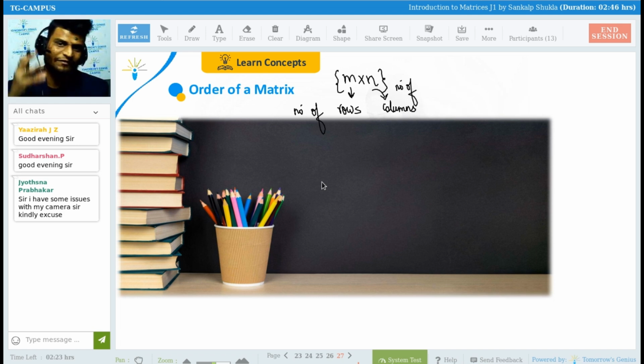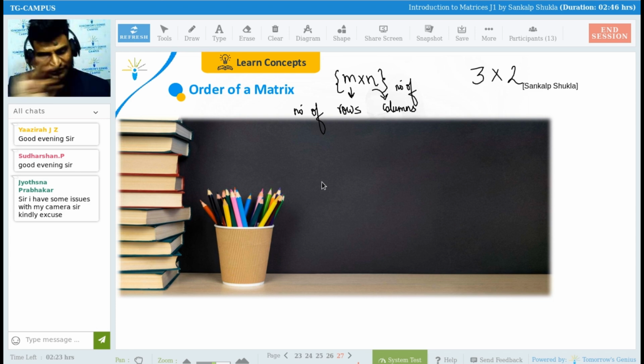Suppose a matrix is having 3 rows. That means the number of rows is 3, so M is 3. And it is having 2 columns. That means the value of N is 2. So the order will be 3 cross 2. You don't have to multiply. You just have to write it in this manner only. I'm not talking about MN, I'm talking about M cross N. So 3 cross 3 will be the order, 3 cross 2 will be the order, or anything could be like that.